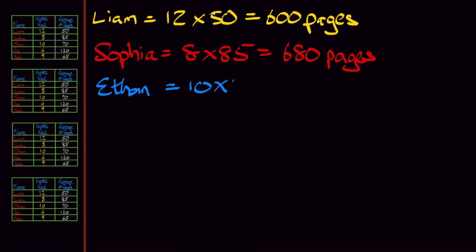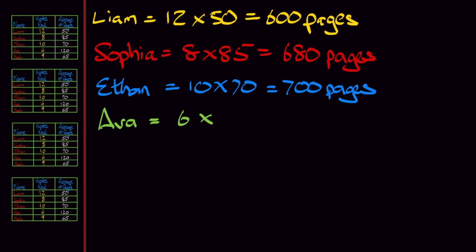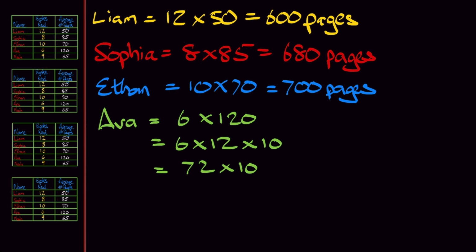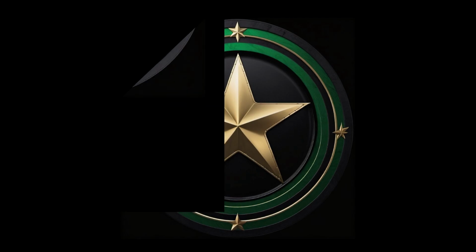Ethan's situation. Ethan read 10 books that were 70 pages long, which is 700 pages total. Ava's interesting because she read long books, but only 6 of them. 6 times 12 times 10, 72 times 10, which is 720 pages altogether. Only 1 kid left.